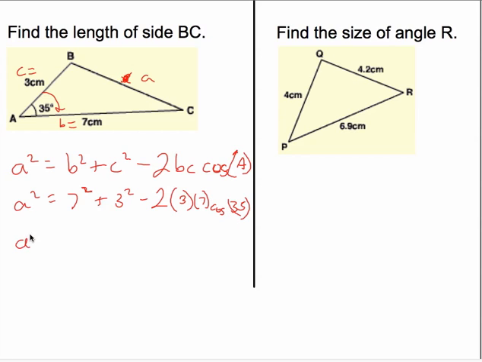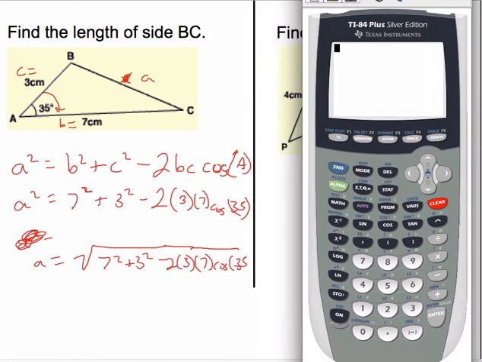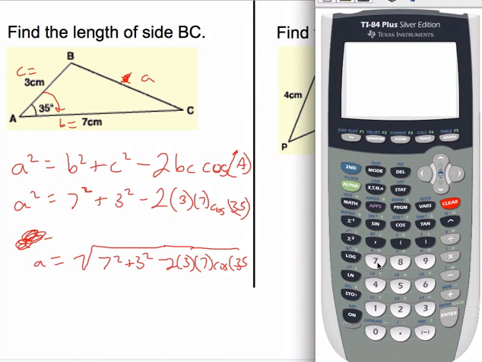Okay, so we can work that out. Actually, we can do the square root right now. We have a equals the square root of 7 squared plus 3 squared minus, let's just write it out, 2 times 3 times 7 times cosine 35. So we can do it all in the calculator in one step or a couple of steps. I'll do it in a couple of steps. So 7 squared plus 3 squared minus 2 times 3 times 7 times cosine 35.